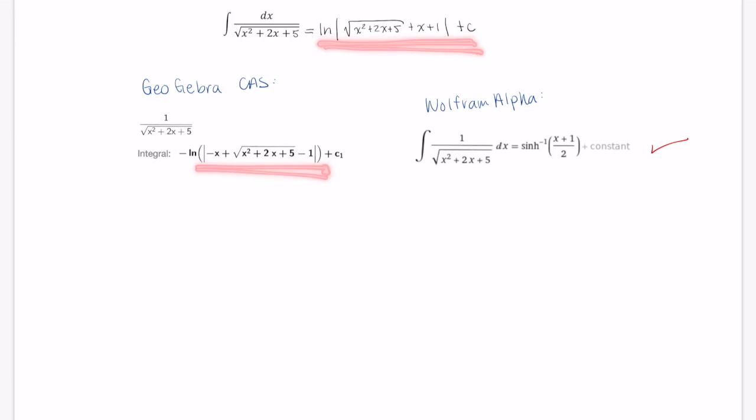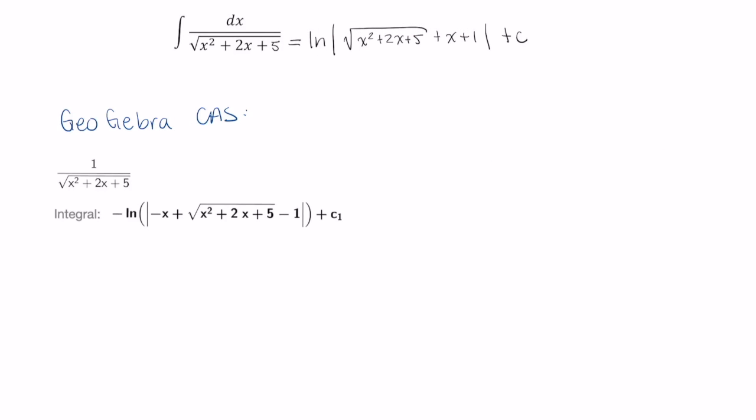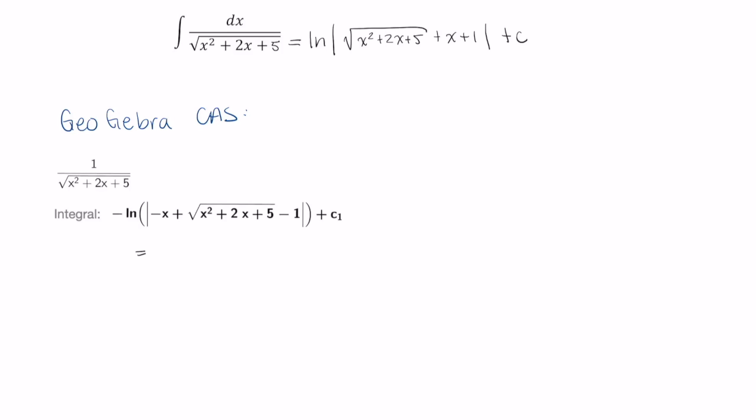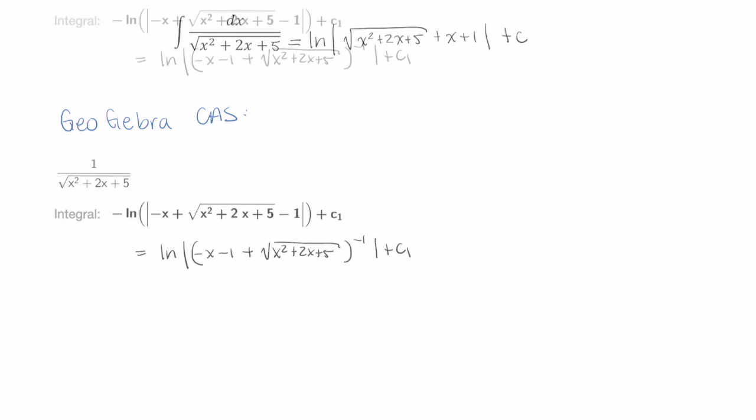It just looks a little bit different, so let's work that out. So recall, if you have ln and you have, say, a constant up front, you can rewrite this as the natural log of whatever is inside, so the argument, to the constant power, so in this case to the a power. We have a negative out front, so let's write all this to the negative 1 power. That is, this is the same thing as the natural log of negative x minus 1 plus the square root of x squared plus 2x plus 5, to the negative 1 power, plus our constant c1.